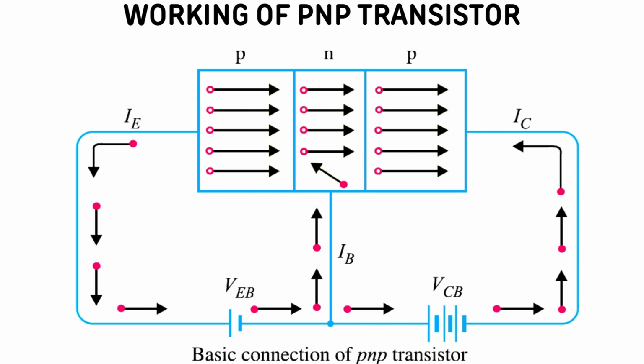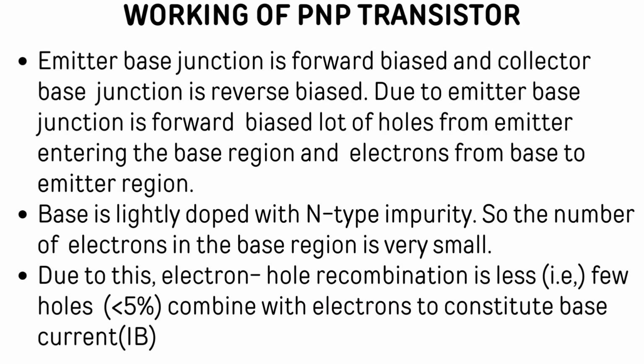The directions of electron flow are represented with arrows. The flow of electrons is opposite to the direction of current. Now, the emitter base junction is forward bias and collector base junction is reverse bias. Due to emitter base junction being forward bias, a lot of holes from the emitter enter the base region and electrons from base to emitter region.